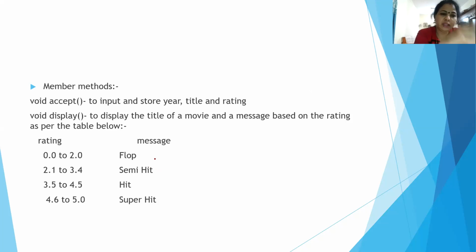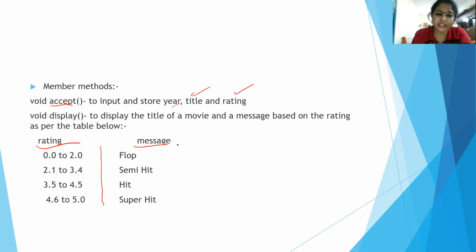Next, you see the member methods. The first method is the void accept method, which is used to input the year, title and the rating. The next one is the display method, which is used to display the title of the movie first and then a message based on the rating. A table is given here; look at the rating table and what message has to be displayed.